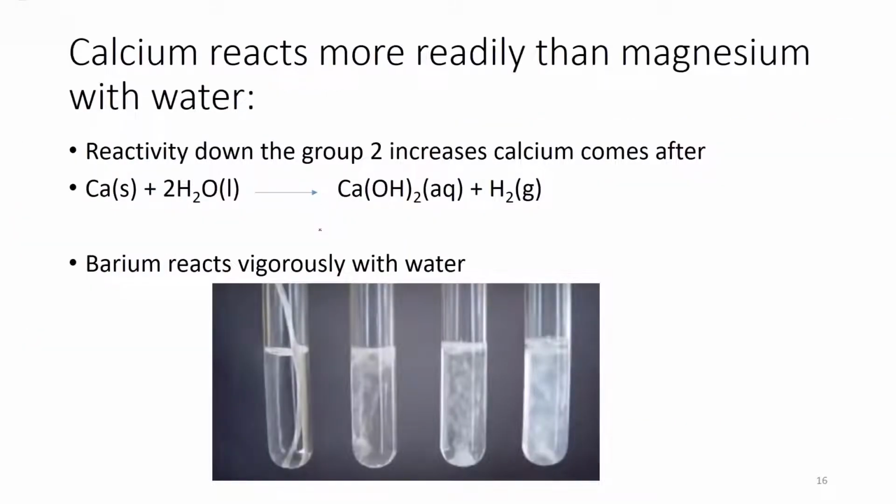Now moving to calcium, it reacts more readily than magnesium or beryllium. Actually, it reacts with water at room temperature, and it gives calcium hydroxide, and hydrogen evolves. For barium, it reacts vigorously in presence of water, releasing hydrogen gas and barium hydroxide.